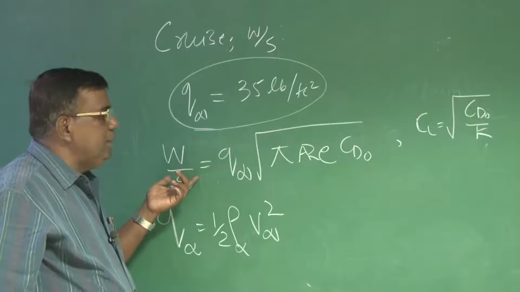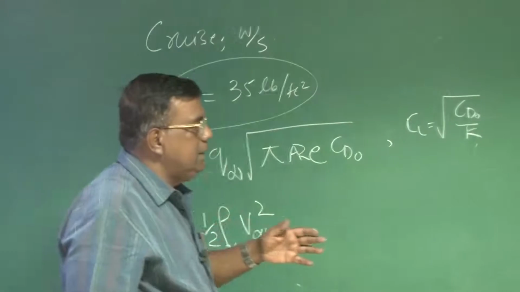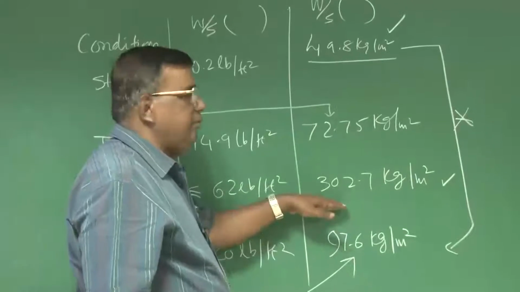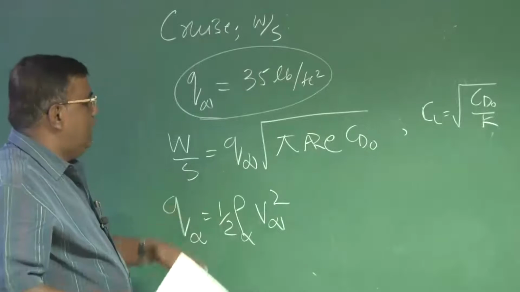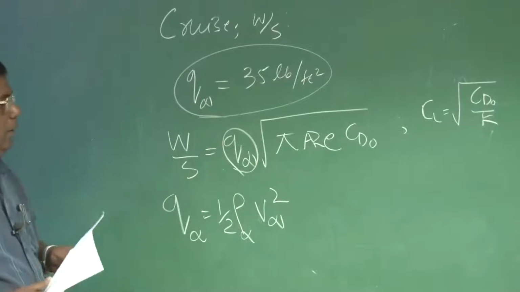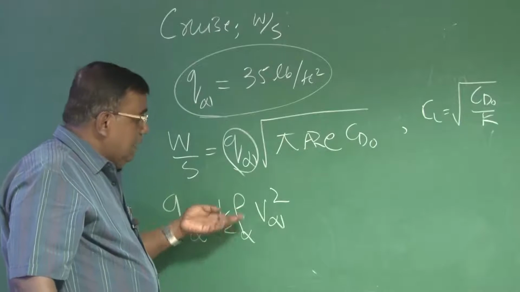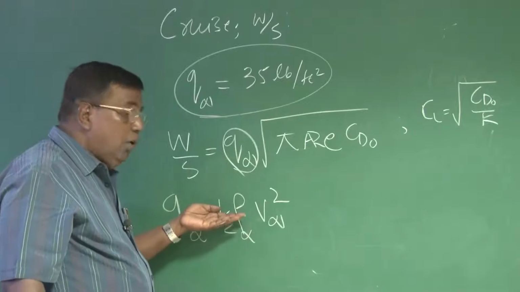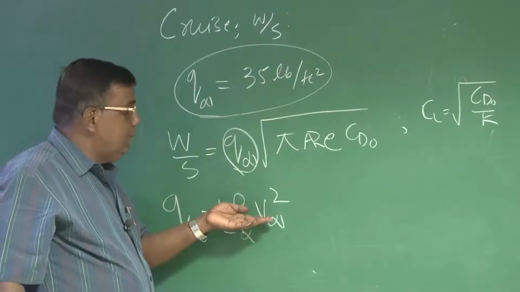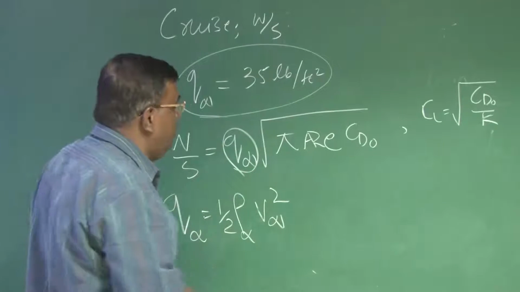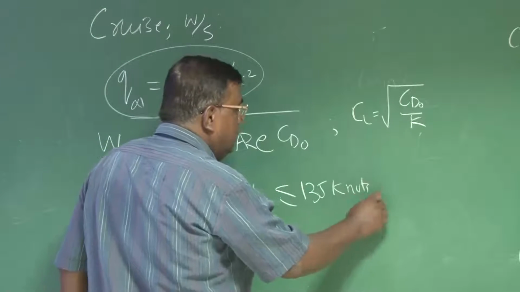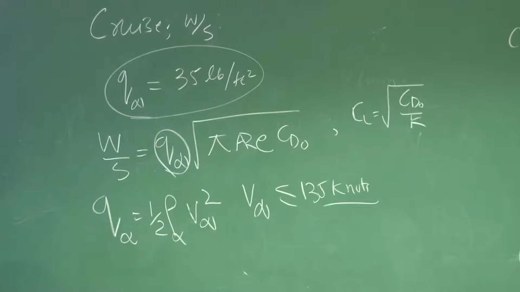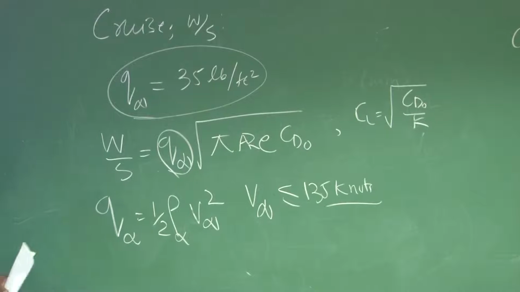If I want to tweak this W by S, suppose I want to increase it from 100 to 150 so that I can do a compromise, the only way I can do it is I change the dynamic pressure, which in turn means either I come to a little lower altitude, which you may not like, or you increase the speed. But then for speed, you know that maximum is 135 knots, and we are trying to evaluate cruise at around that speed. So that's the problem.